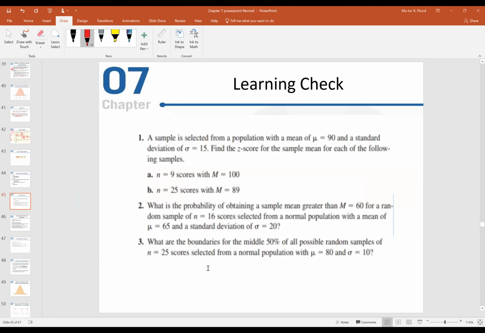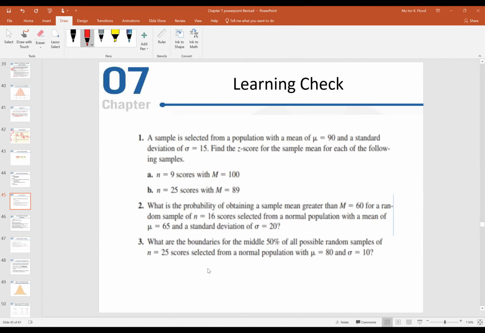Okay, so here's another learning check. In this one, doing the first question, a sample is selected from a population with a mean of 90 and a standard deviation of 15. Find the z-score for the sample mean for each of the following samples.